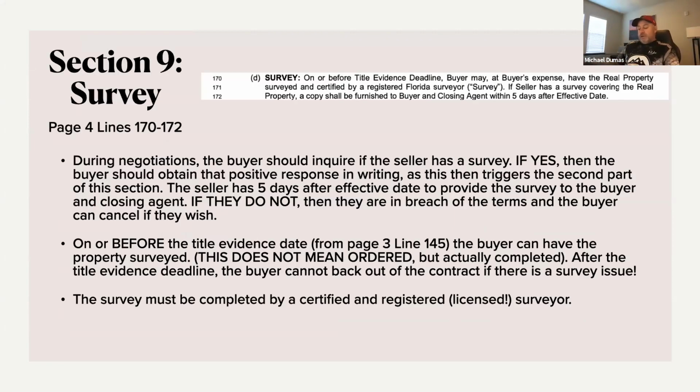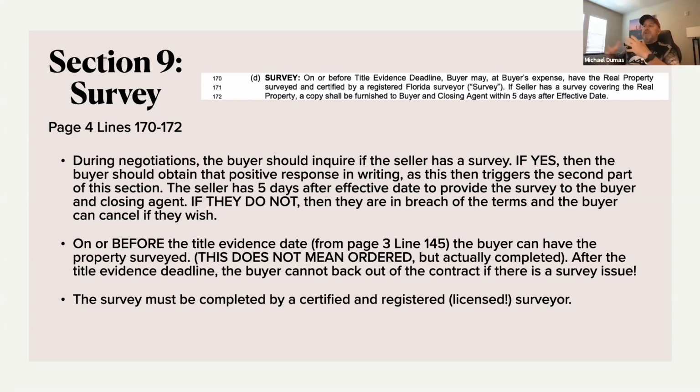So let's move on to section 9. We're still in the closing costs. Now we're in the survey, which is D. And this is kind of important. There are some important caveats in this. During the negotiations, the buyer should always inquire if the seller has a survey. If the seller says yes, they do, you need to get that positive response in writing, whether by email or on an addendum, whatever it may be.